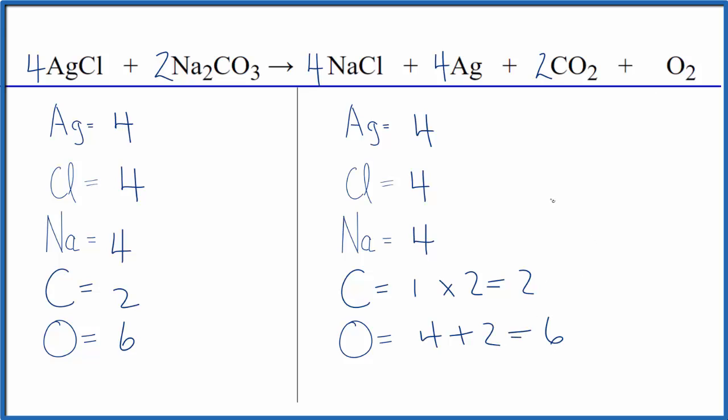This equation is balanced. So a fairly involved equation. One of the things I would recommend is leaving the oxygens till last when you balance equations. That usually works out. This is Dr. B with the balanced equation for AgCl plus Na2CO3, silver chloride plus sodium carbonate.